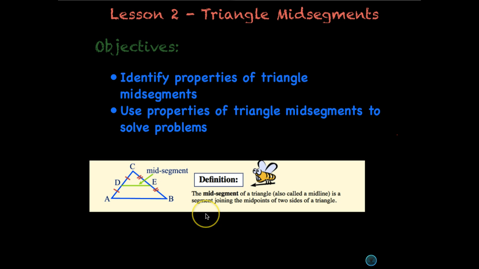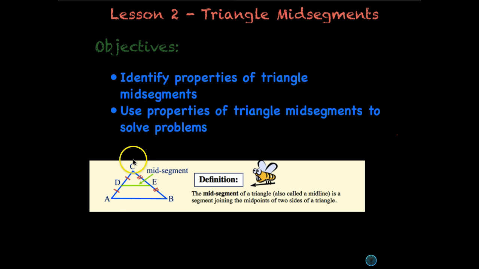The definition of a midsegment of a triangle, which is sometimes called the midline, is a segment that joins the midpoints of two sides of a triangle. Notice these congruency marks in red. Since DC has the same congruency mark here as DA, that means that this green line, this midsegment, has bisected this line. In other words, it is a midpoint of line AC.